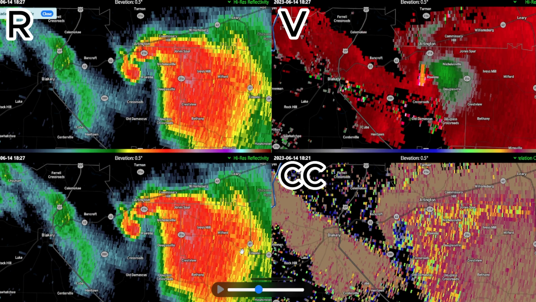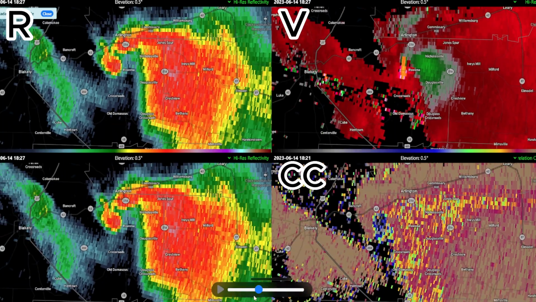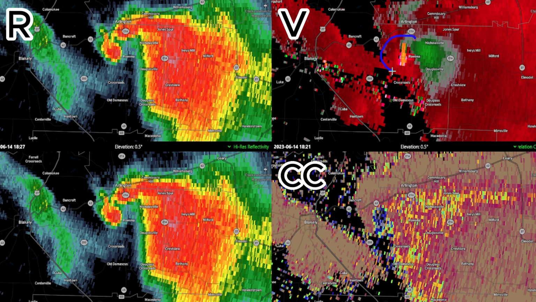Without hitting any infrastructure. But then if we do go to a scan where we have a very notable correlation coefficient drop, you see on velocity it is contaminated just a little bit, but you can still tell that there is rotation in there.